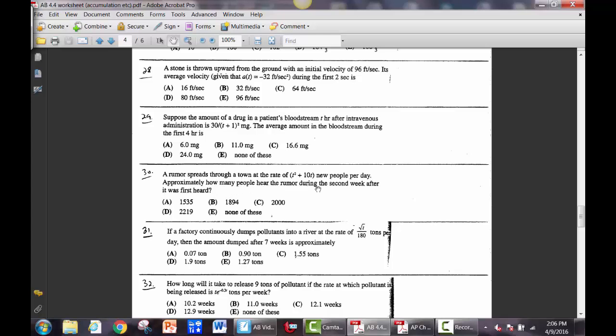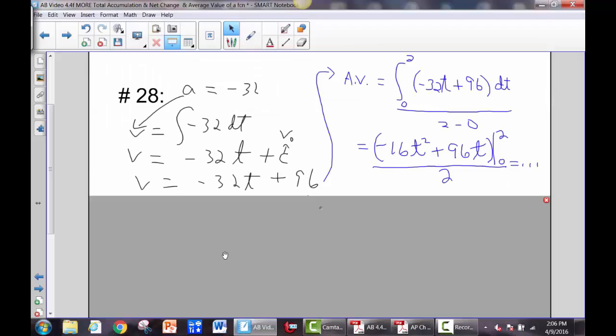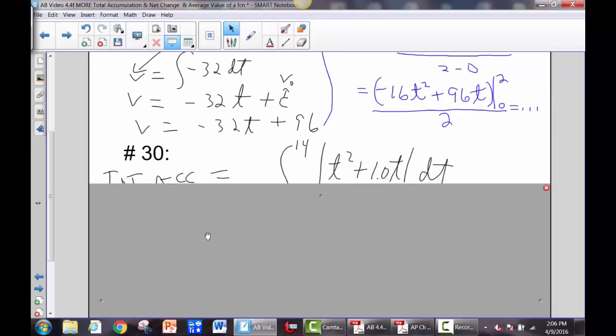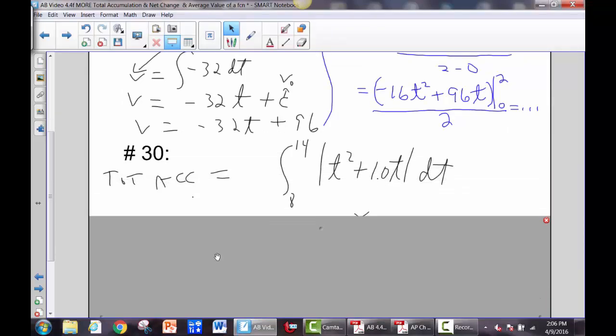And during the second week, the first week would be from, and of course, they're mean. Here's per day, and that's per week. Okay, so let's have a look at this one. For number 30, the total accumulation for the second week would be from day 8 to day 14. Day 1 to day 7 would be week 1. Day 8 to day 14 would be week 2.